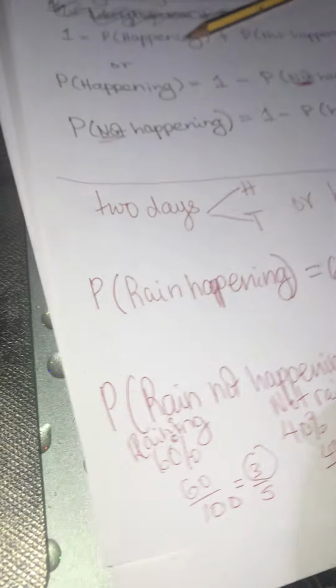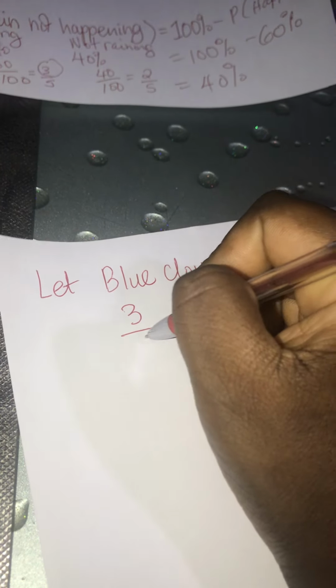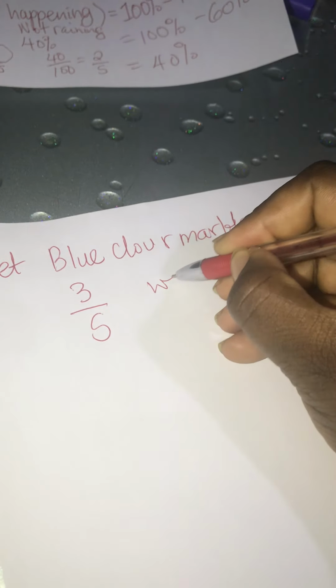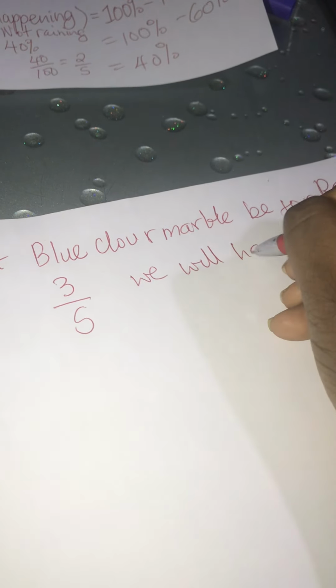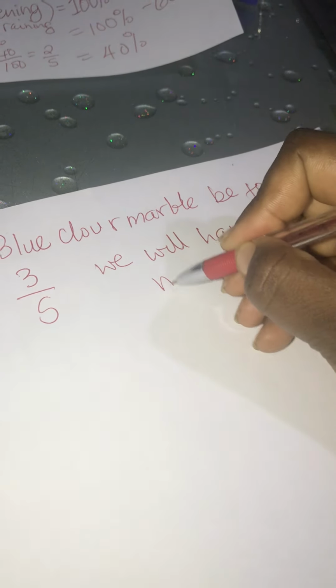So we continue solving. You will say, let the blue color marble be for rain, because blue represents water. Rain means 3 out of 5. That means we will have 3 blue marbles in the bag.